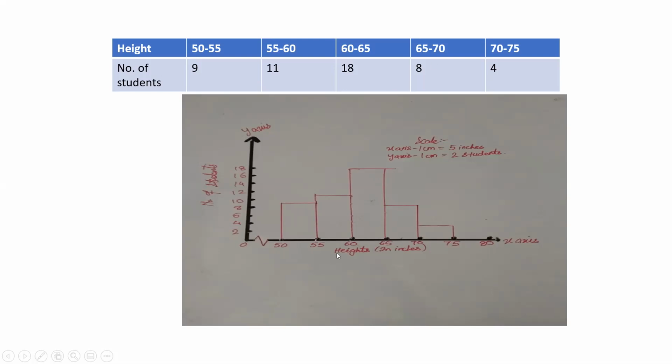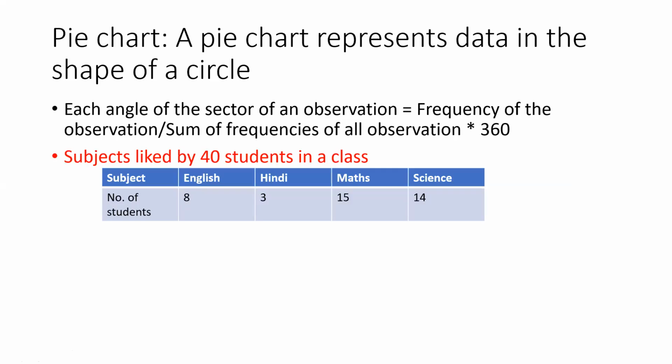Now students, if you see this picture, there is a difference between a histogram and a bar graph. In a bar graph, there is a gap between the columns. But in the case of a histogram, they are all joined together. Hence, you should keep in mind the difference between a bar graph and a histogram. Moving forward, we can go on to the pie chart.